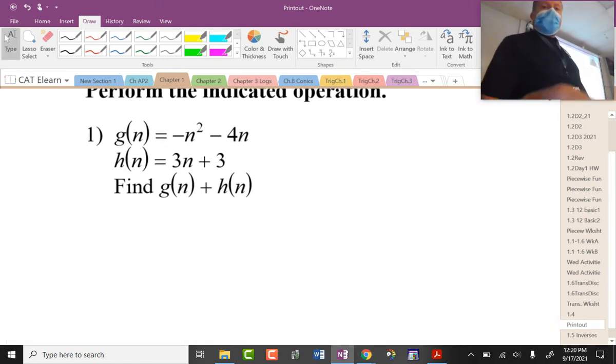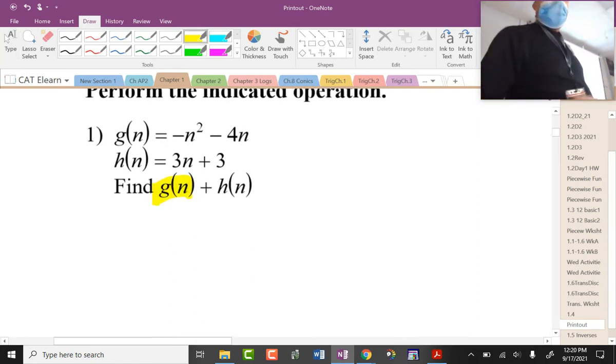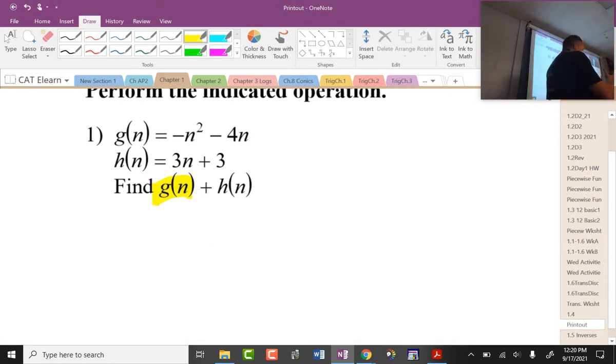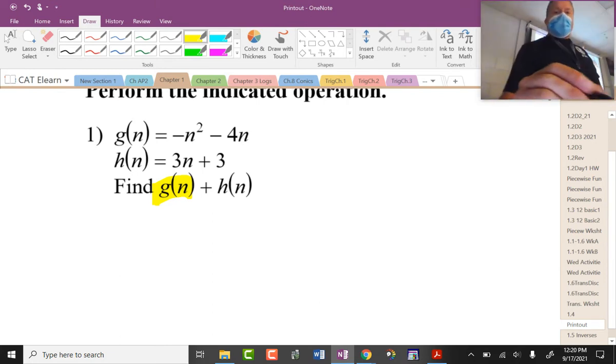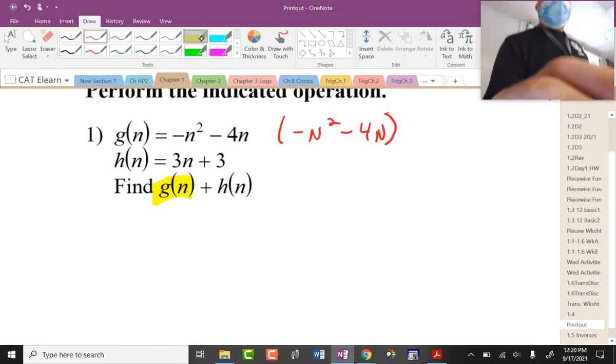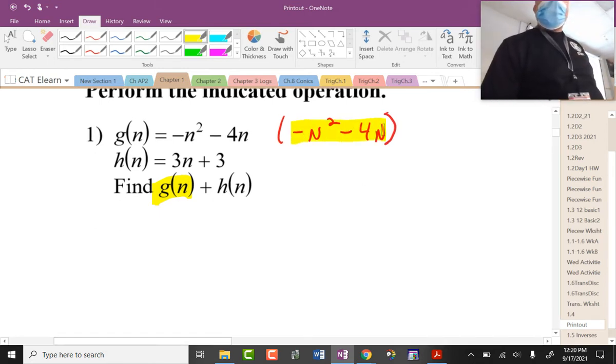So really, the next thing is start doing it. g of n is just the name. The people that struggle on this, they try to keep g in the question. No, g of n is the name. The function g of n is negative n squared minus 4n. So that is a replacement. I replace this with this.